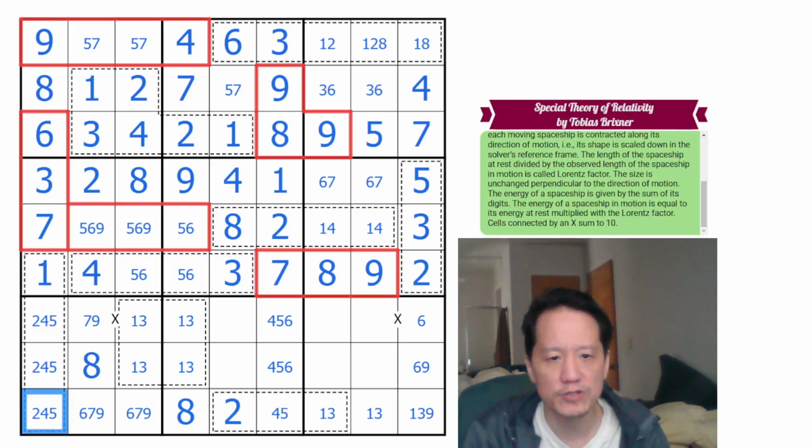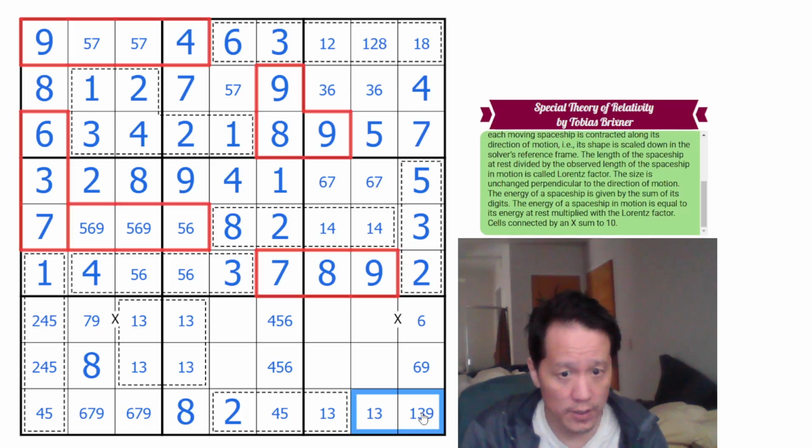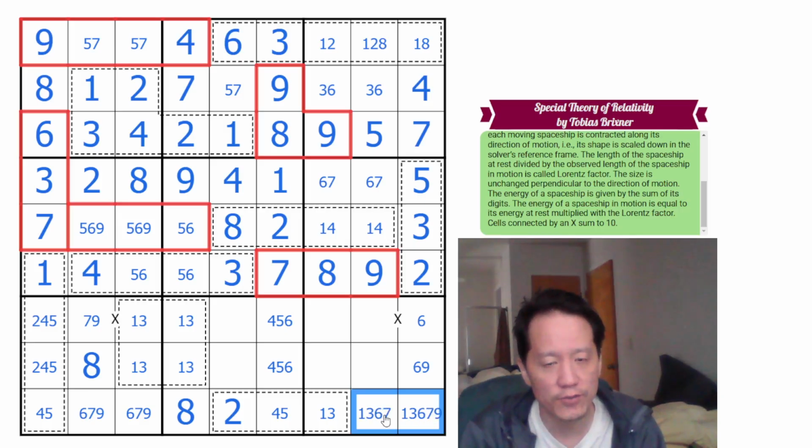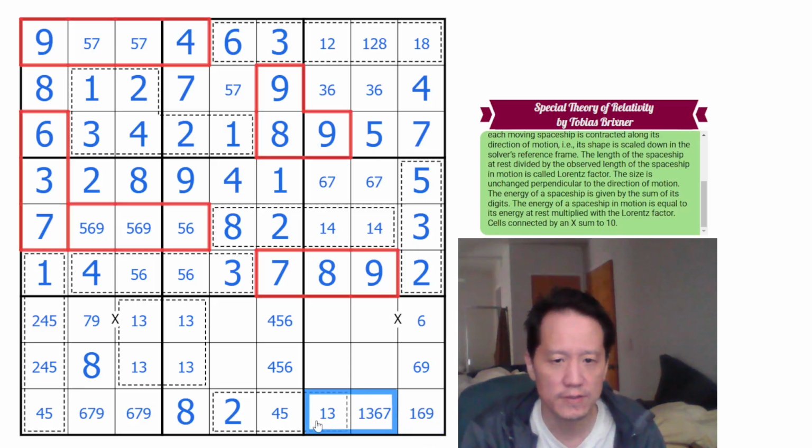This can no longer be 2. We have a 4, 5, 4, 5 pair in column 9, which eliminates 4 and 5 from the rest of the column. The remaining digits are 6, 7, and 9 then, with 1 and 3. So this is 6, 7, 9, but this can't be 7 or 3.